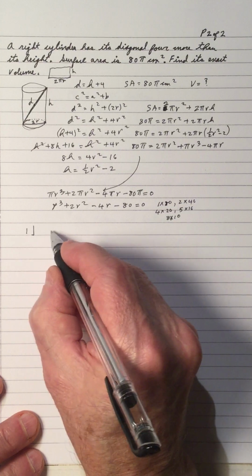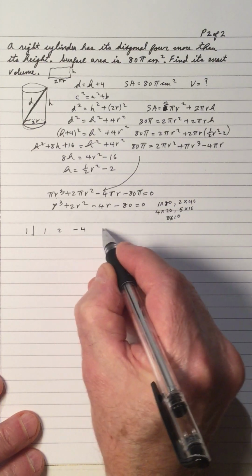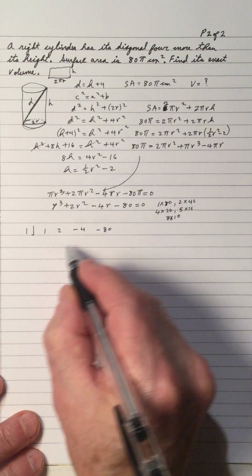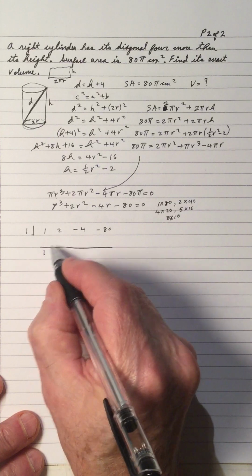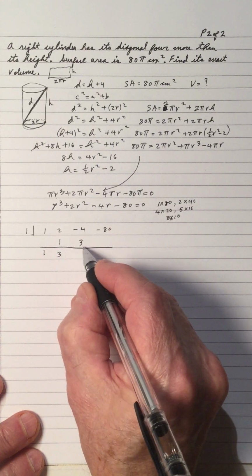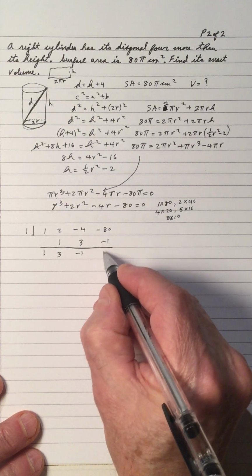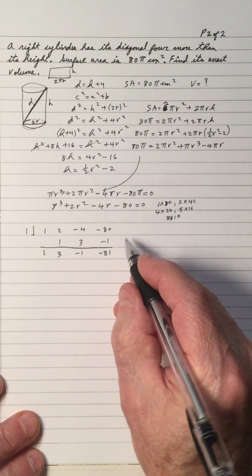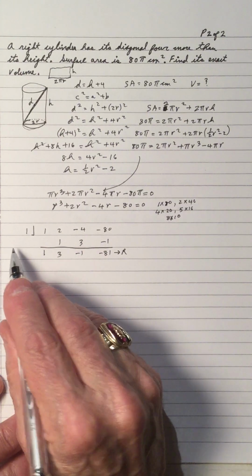Let's take 1 and go into 1, 2, negative 4, negative 80, doing synthetic division. Draw a line, bring down your 1. 1 times 1 is 1, add 3. 1 times 3 is 3, add negative 1. 1 times negative 1 is negative 1, negative 81. So that's the remainder. That remainder is not 0, so 1 is not a root.